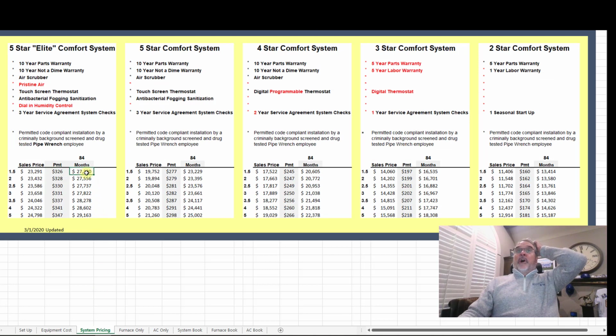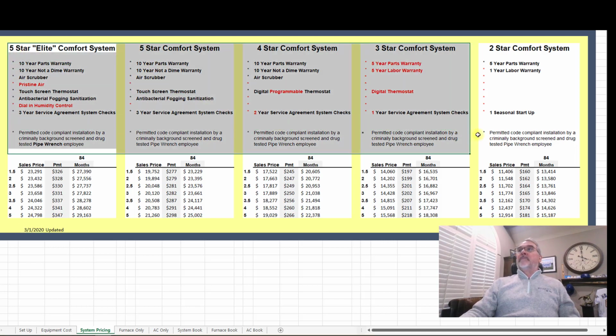And that's what it's going to cost over 84 months, basically. All right. And the last time I updated this was 3/1/20. That was a while back. So this is the system book right here.